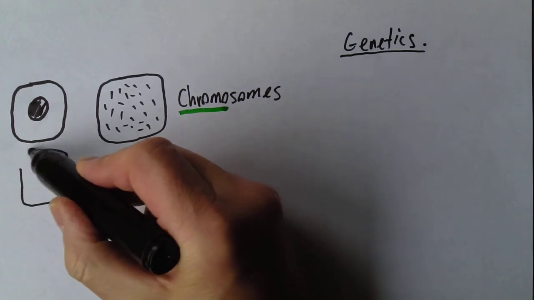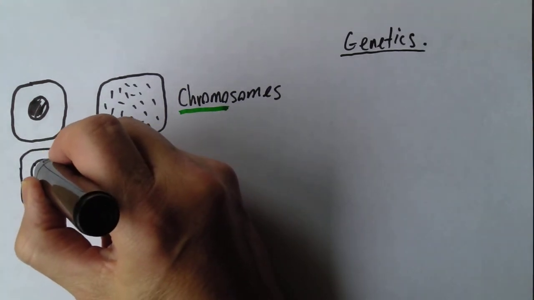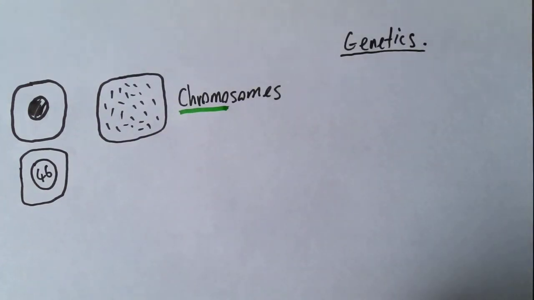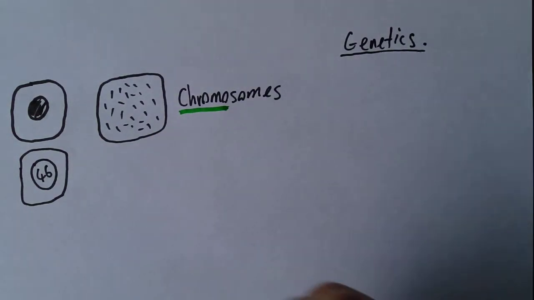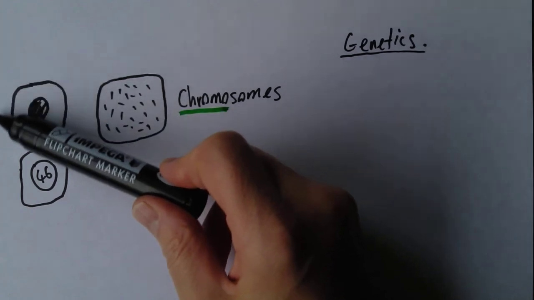And if we count these chromosomes up, we find that in the nucleus of a normal body cell, there are always 46 of these chromosomes. And actually, the 46 are in 23 pairs. So most of them are in pairs that look the same. Now, the question in genetics, of course, is where did this body cell come from?